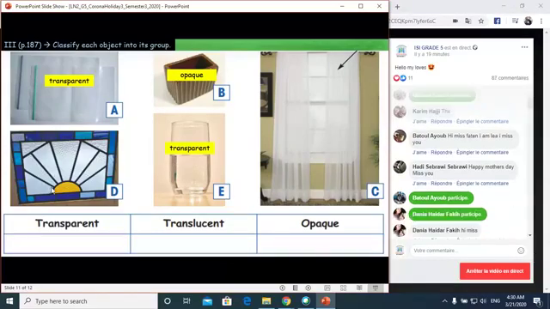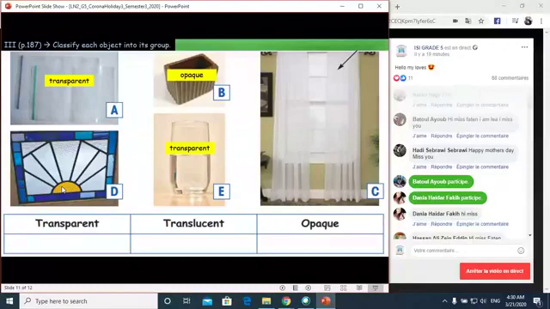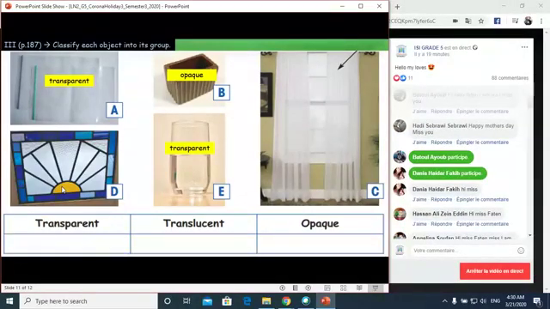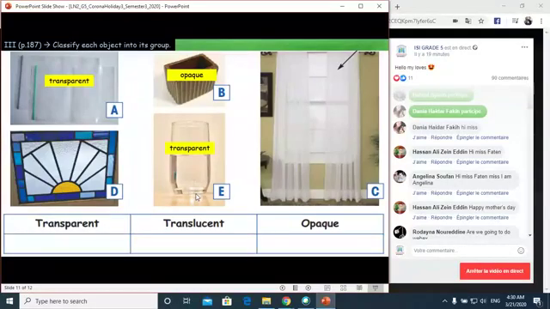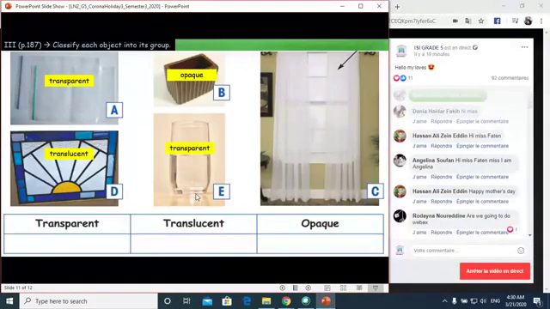D. If you're looking through this window, can you see a clear image of what's behind? Yes or no? Is it an opaque object, translucent object, or a transparent object? Excellent Dima. D is a translucent object. Right, Linda, because we can still see what's behind but the image isn't clear, so it's a translucent object.